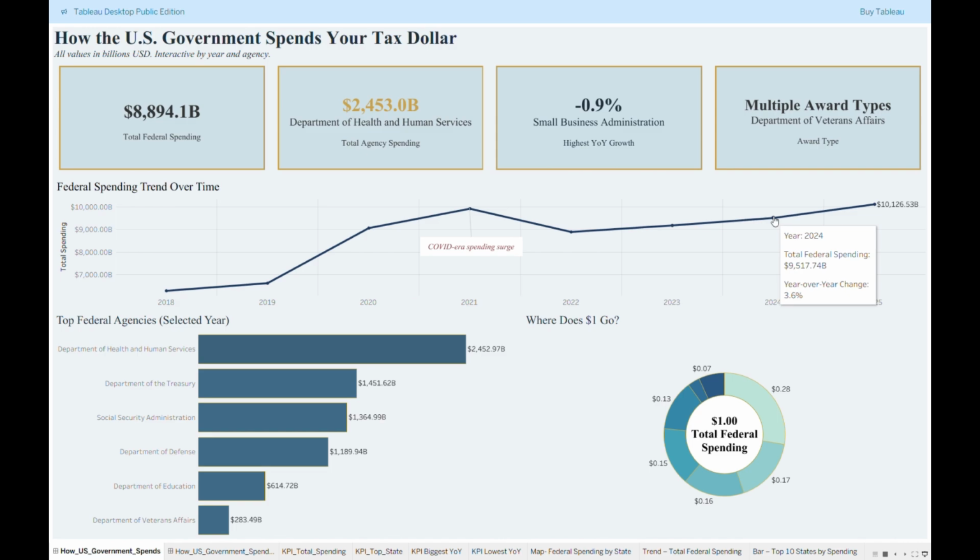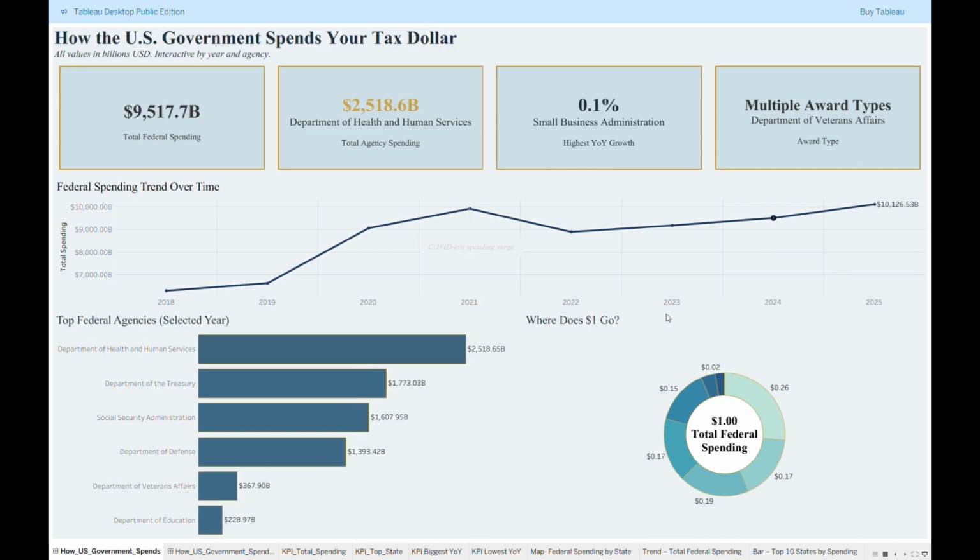When we shift focus to where the money is being spent, the health and human services sector consistently emerges as the highest funded sector. This reflects long term federal priorities around healthcare, social welfare, public health programs, and income support, especially during periods of economic or public health stress.